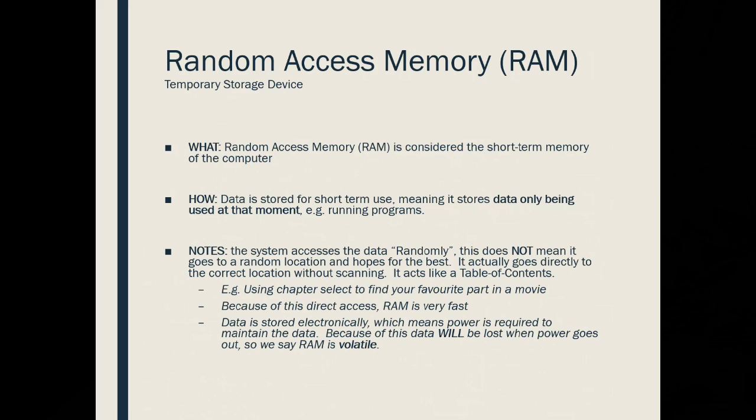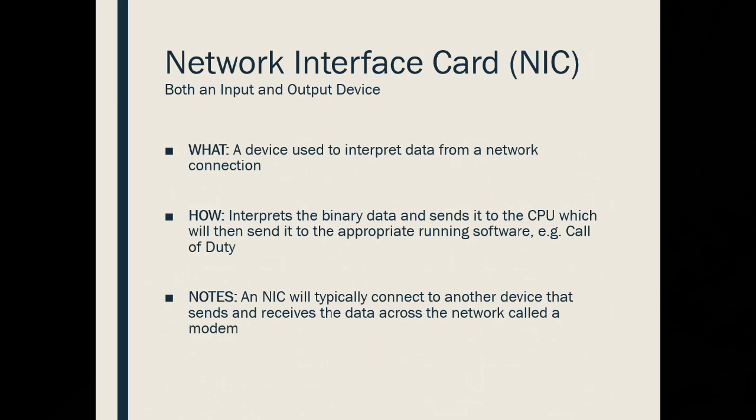So if we want to go back to our movie analogy, instead of fast forwarding to our favorite part, now it's more like choosing the scene selection and just jumping directly to our favorite part. We don't have to wait for anything, it just goes. So RAM is volatile, stores its data electronically. It's short-term memory, and it's used for data that's currently in use at the moment.